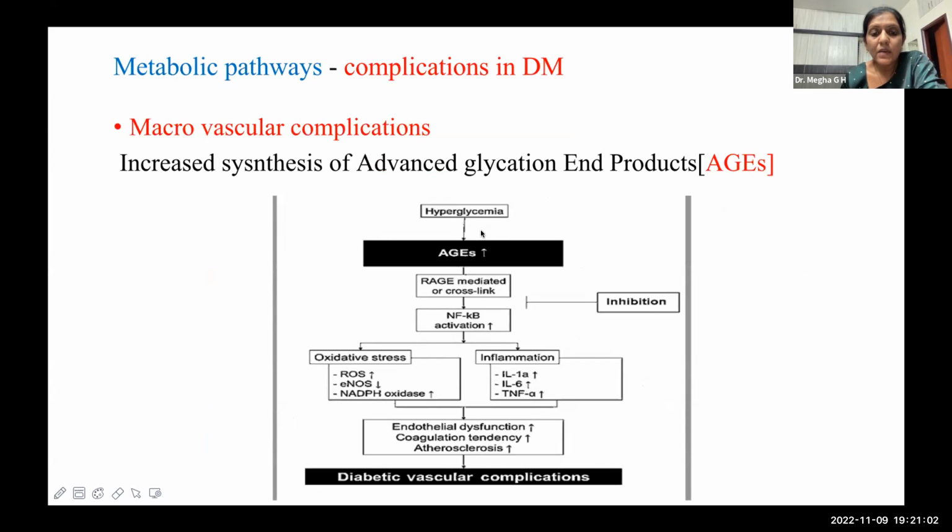So increased AGEs will lead to increased endothelial dysfunction, increased coagulation tendency, and increased atherosclerotic plaque formation, leading to diabetic vascular complications like peripheral vascular disease, myocardial ischemia, infarction, and stroke.